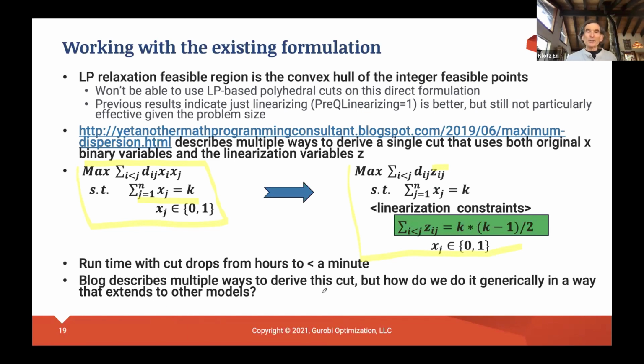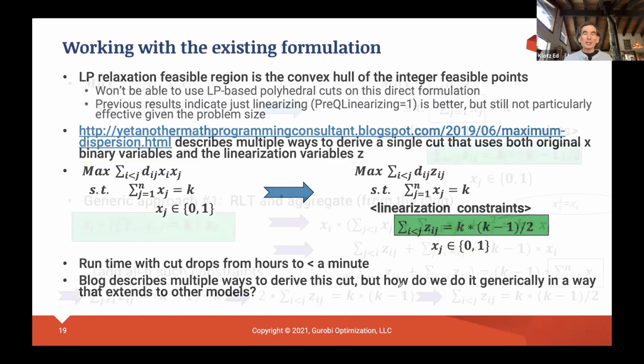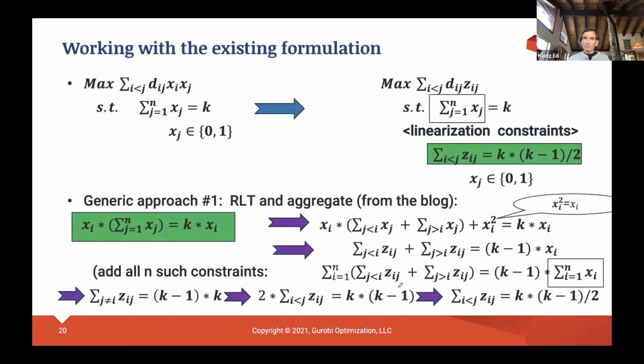describes multiple ways to derive this cut, but we want to do it in a manner that's generic, that maybe we can understand to the point where we can extend it to use on other models that are different from this one. So I'm going to look at two different ways to generate the cut. The first comes from the blog itself, and basically it uses an approach that is in line with reformulation and linearization, this notion of RLT, where we use that idea and we aggregate constraints. So our original formulation is on the left, our linearized formulation is on the right, and we want to find out, well, how can we derive this cut?